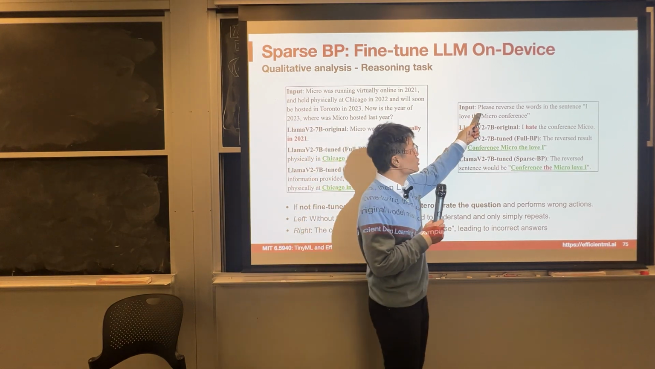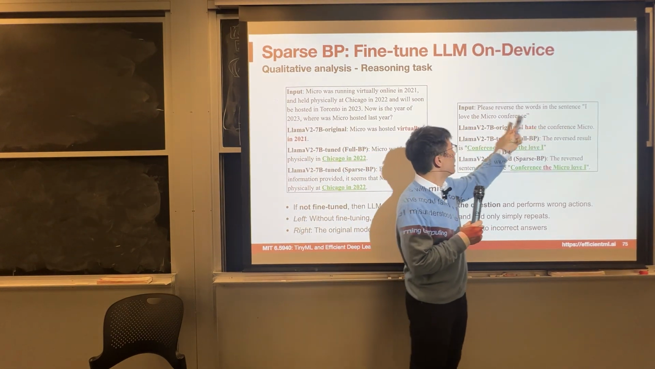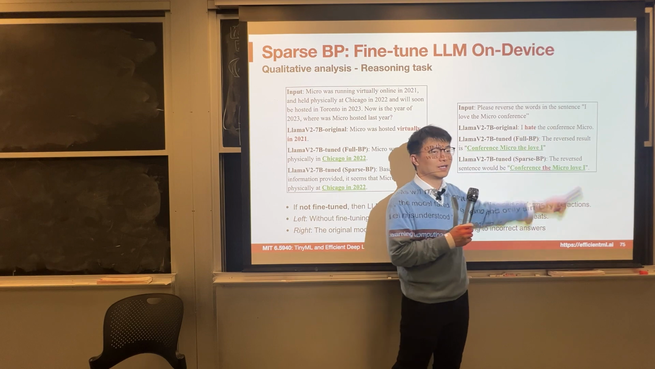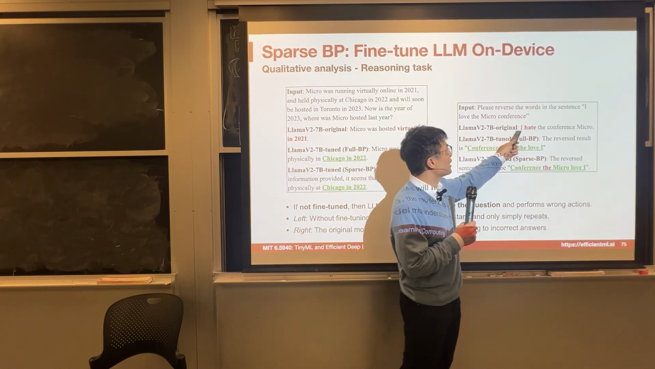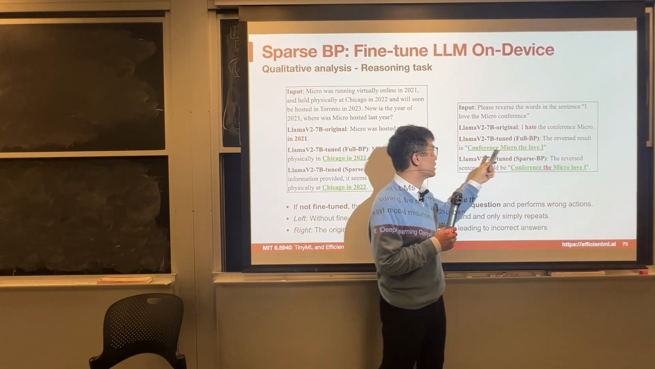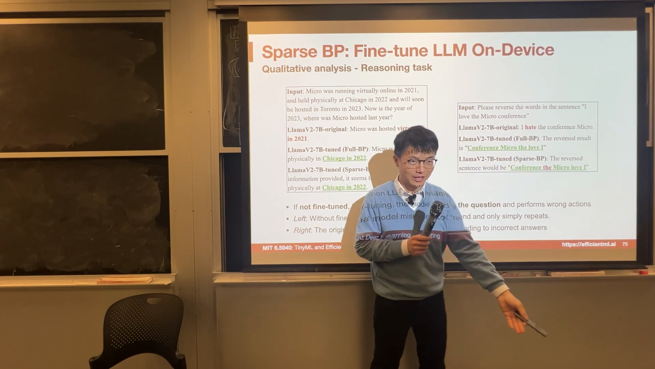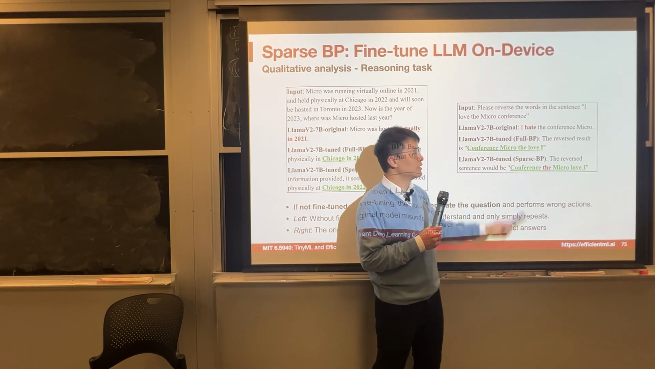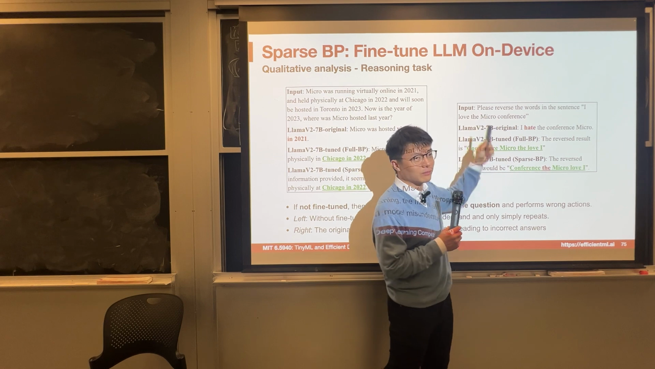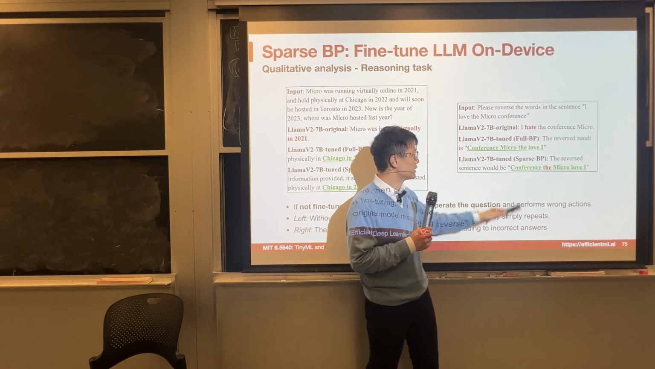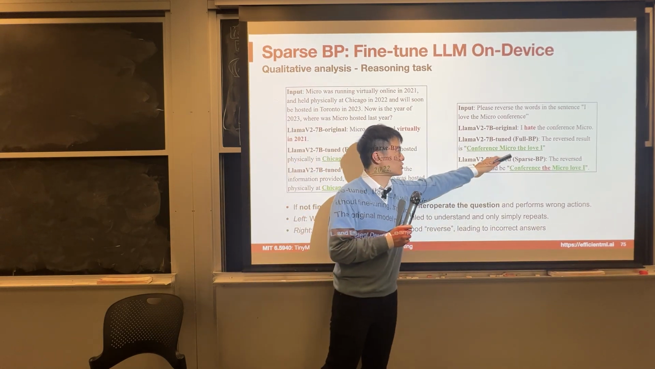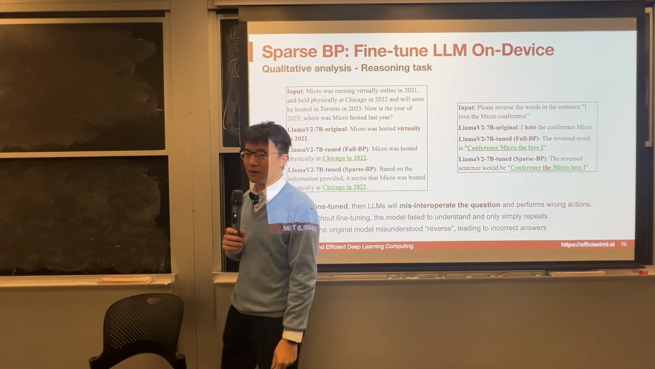Another interesting example, please reverse the words in the sentence: I love the MICRO conference. The reverse should be conference MICRO the love I, but without instruction tuning, it says I hate the conference MICRO. Completely wrong. The full BP says the reverse result is conference MICRO the love I, which is correct. The sparse BP fine-tuned model says conference the MICRO love I, so conference, the, and MICRO are actually messed up. It shows that sparse BP sometimes still has limitations compared with full BP. But this is just cherry-picked. Probably on average, it won't be that bad.